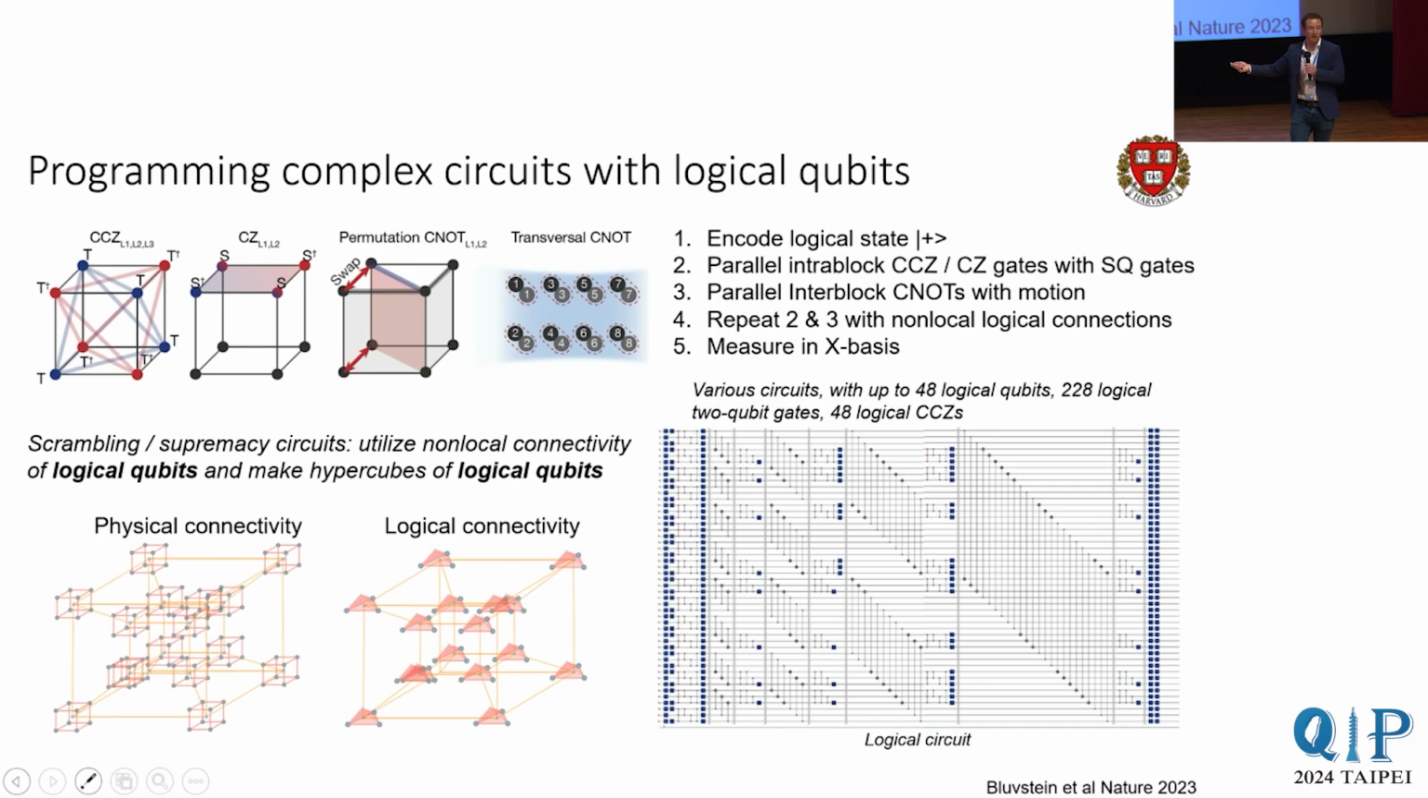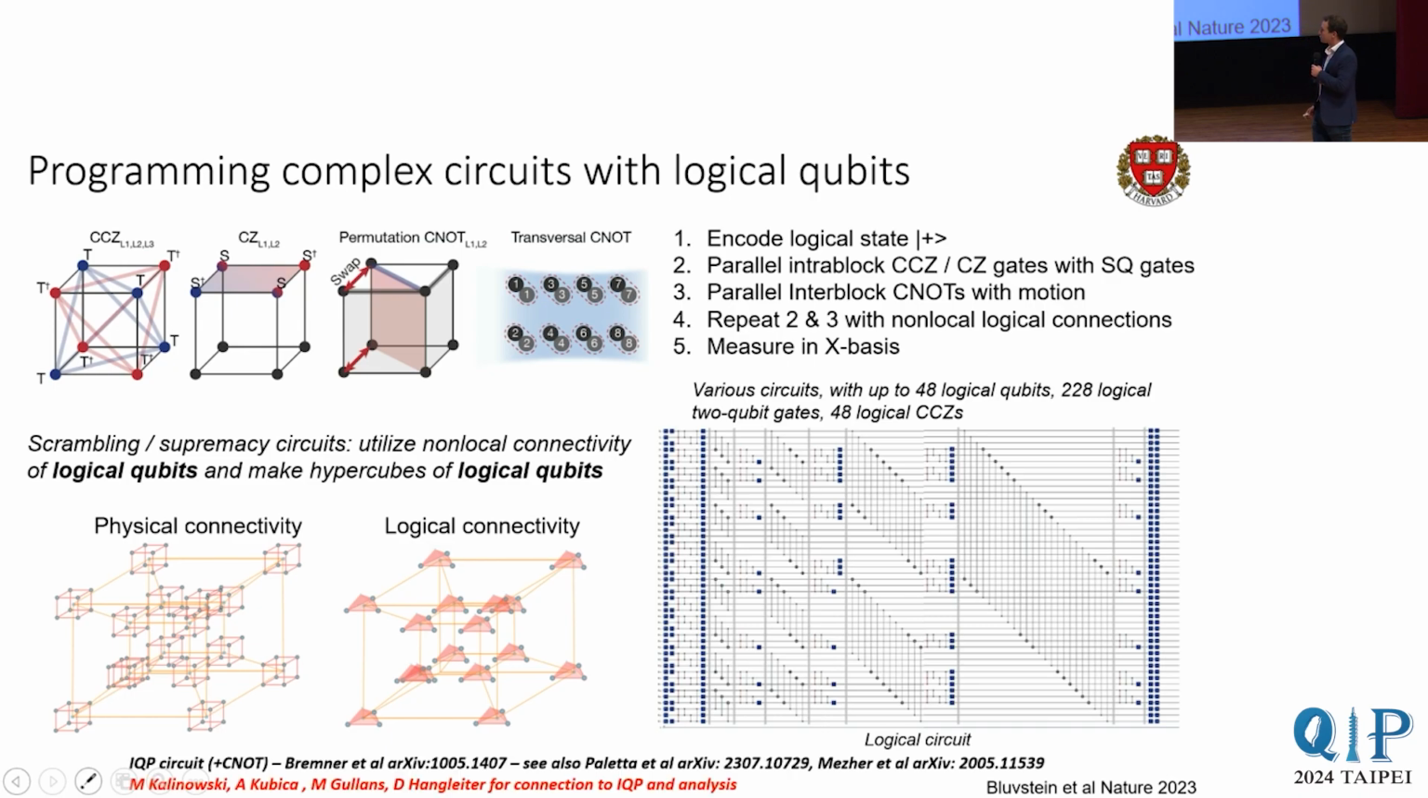So yeah, we entangle all these logical qubits on these 4-dimensional hypercubes. Each logical qubit is a 3-dimensional cube, so the physical connectivity is that of a 7-dimensional cube. And it turns out that this maps to doing IQP circuits. And IQP circuits, or instantaneous quantum polynomial circuits, are actually a very well-studied type of supremacy circuit that we can implement now with our logical qubits.